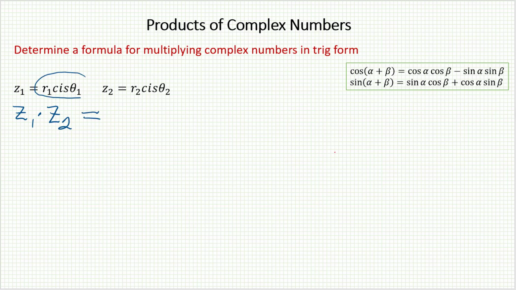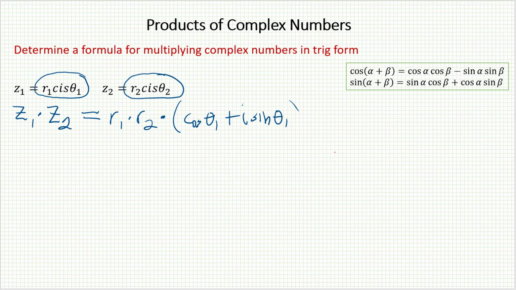I want to multiply r1 times cis theta 1 times r2 times cis theta 2. That's technically 4 items being multiplied there. I'll multiply the two r values here at the front, and then I need to multiply the two cis portions. Let me go ahead and write those out the long way. One of them would be cosine theta 1 plus i sine theta 1. And the other one would be cosine theta 2 plus i sine theta 2.